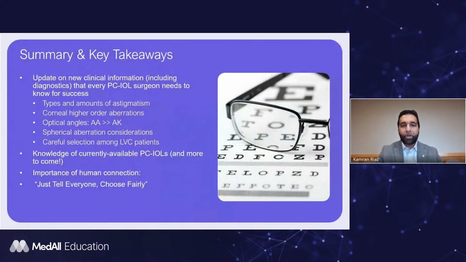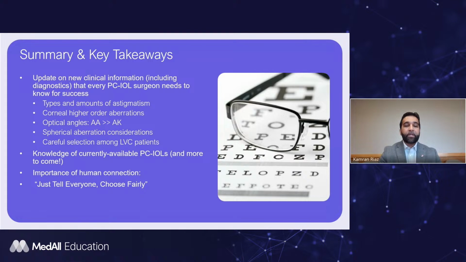So I know I've gone a little bit over, but I think it was very helpful and very useful for us to kind of understand both the clinical and the subjective features here. So to summarize, I think what we talked about in this first lecture here is we talked about an update on new clinical information, including diagnostic and ancillary devices that every surgeon who wants to do PC-IOLs, I would argue, needs to understand in order to have success. And we talked about astigmatism, corneal HOAs, optical angles, again, angle alpha being much, much more important than angle kappa, spherical aberration considerations, and carefully screening and selecting amongst our post-laser vision correction patients.